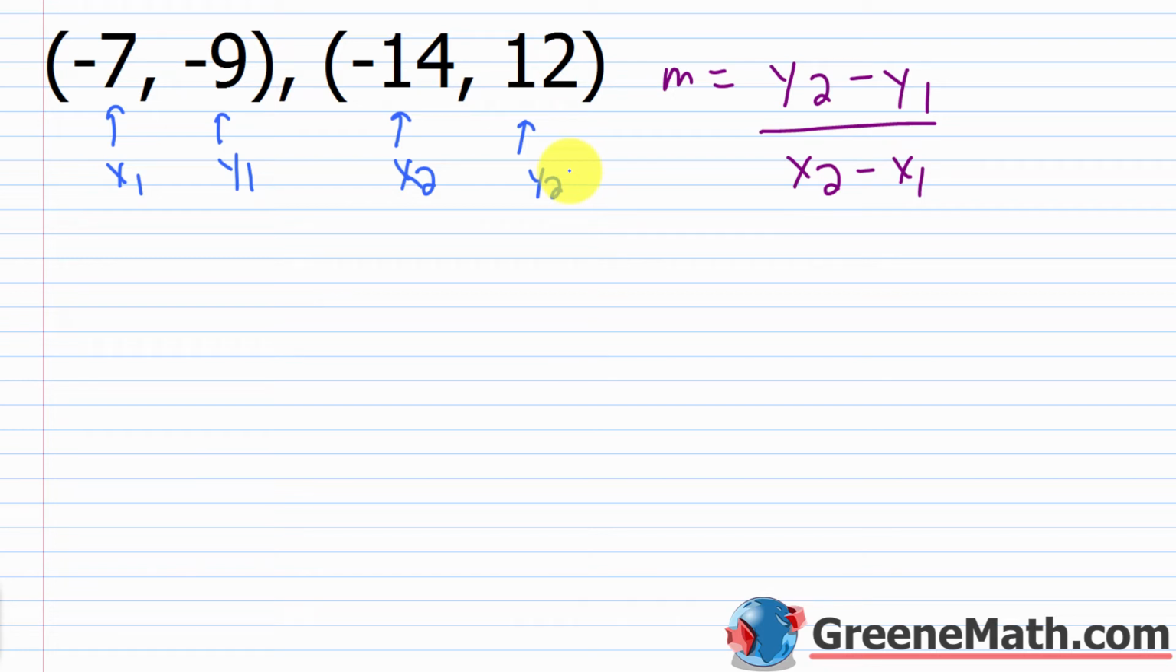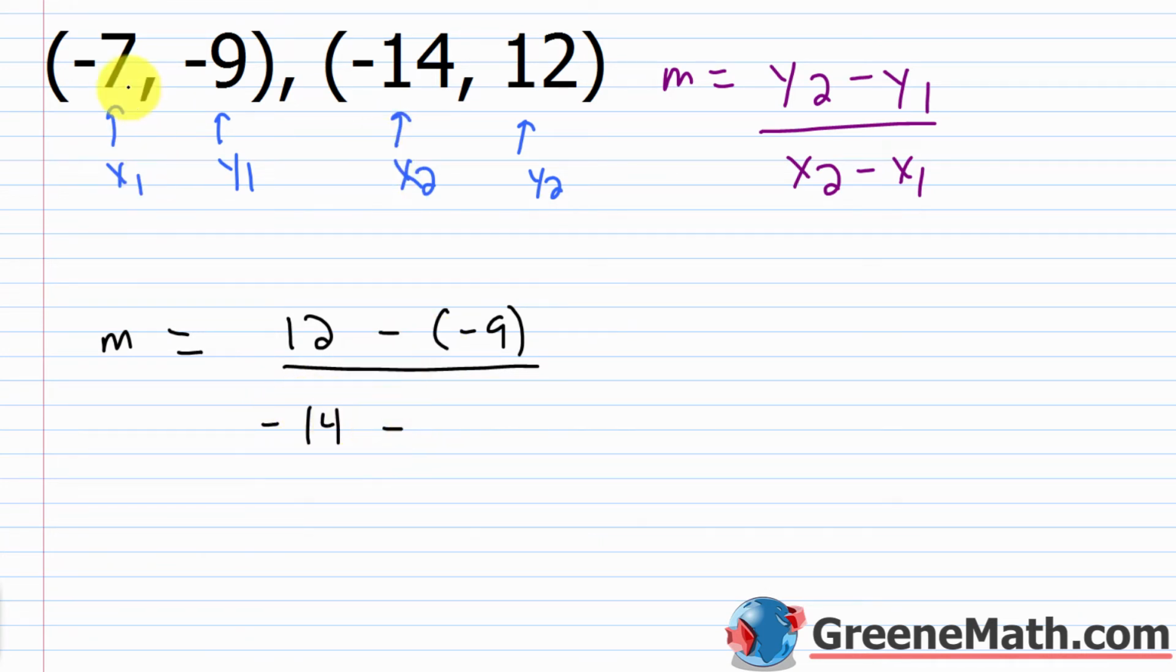Doesn't matter. All right, so m is equal to, for y sub 2 I have 12, then minus, for y sub 1 I have negative 9, so it's minus a negative 9. Okay, be careful there. Then over, for x sub 2 I have negative 14, and then minus, for x sub 1 I have negative 7, so minus a negative 7. So 12 minus a negative 9 is the same as 12 plus 9, that's 21. Negative 14 minus a negative 7, that's basically negative 14 plus 7, so that's negative 7. So 21 over negative 7 is negative 3.